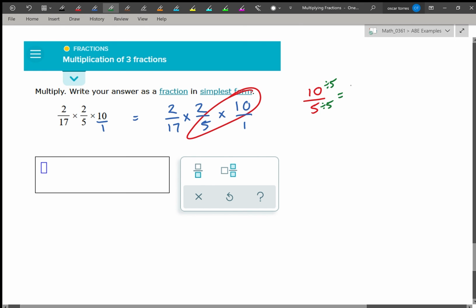10 divided by 5 gives me 2. 5 divided by 5 gives me 1. So in this problem, we can replace this 10 with a 2, and we can replace this 5 with a 1. So it'll look like this.